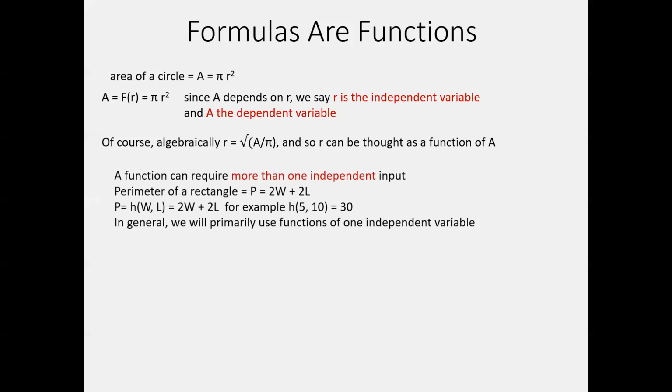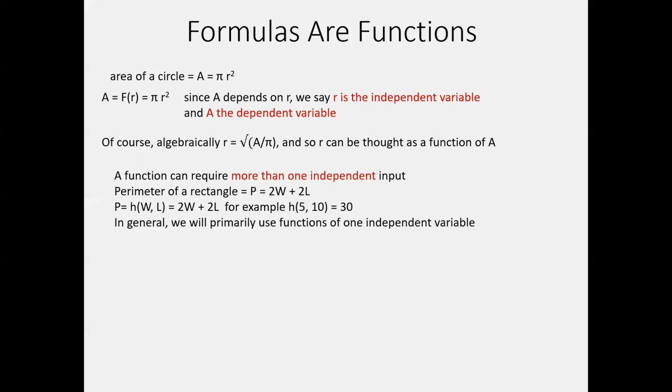Sometimes a function can require more than one independent input. The perimeter formula is a nice example. You need the width and the length. So we could write the perimeter as a function of both w and l. You'd write that as P of w comma l, is the notation that would be used. And the computational rule would be 2w plus 2l. For example, the rectangle that we were working with. P of 5 comma 10, the perimeter when the width is 5 and the length is 10, the computational rule gives 30. In general, we will not be working with functions of more than one variable.